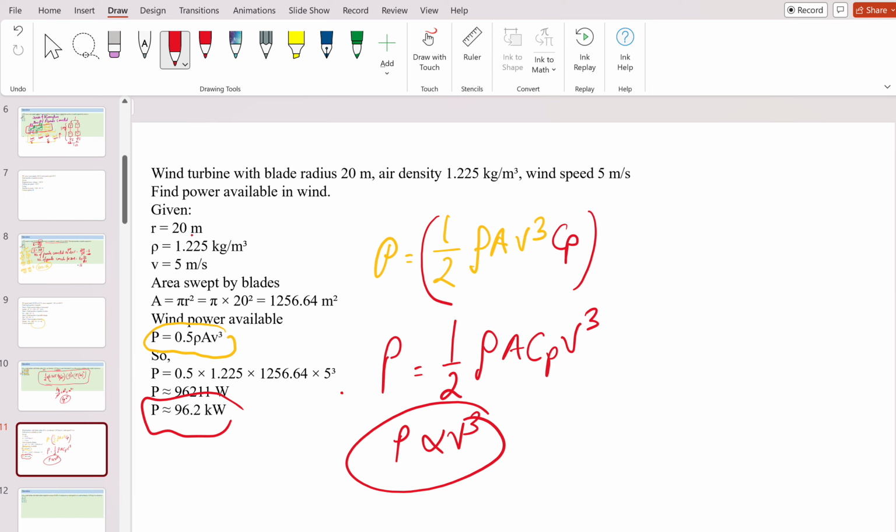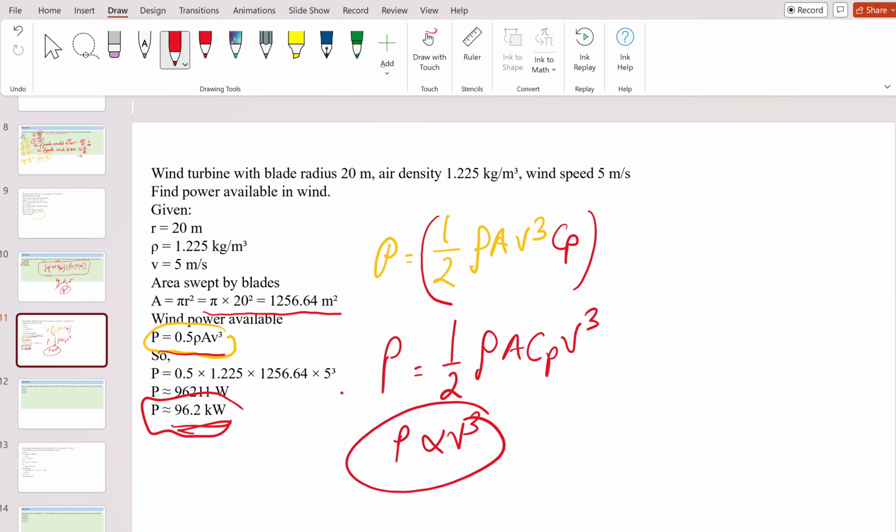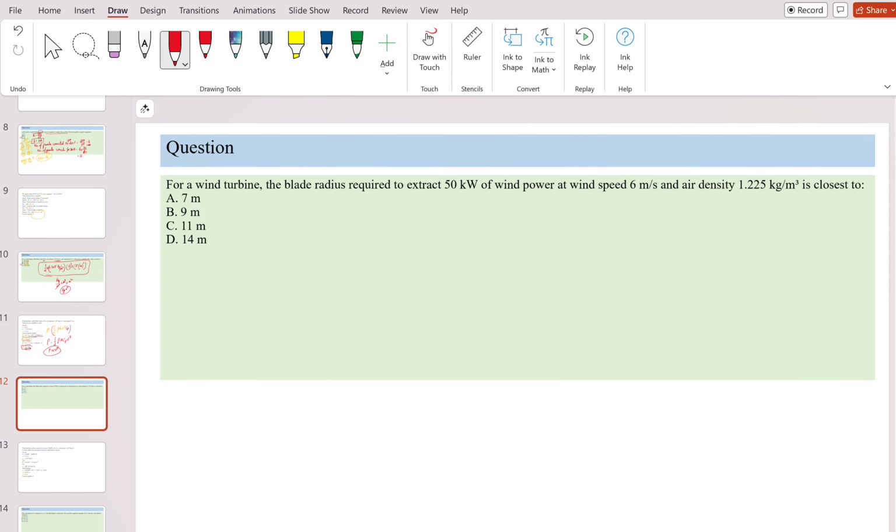So from the area swept, you already know pi r square, and then you calculate half rho A V cube, and from that you will get 96.2. But the Cp factor is also important here. Remember this formula. Let's move further, try to solve this.